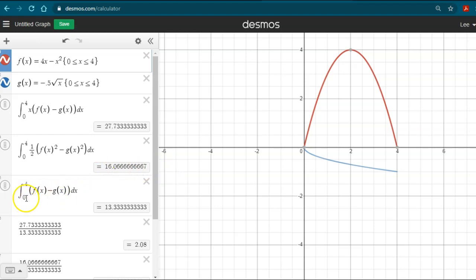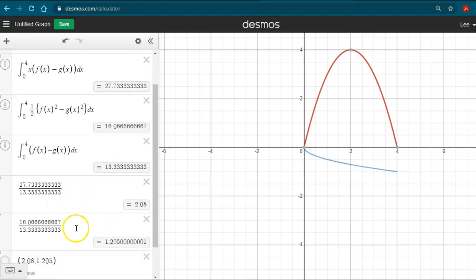And then again, the integral from 0 to 4 of f minus g. This is just going to be my mass or my area, so 13.3 repeating. So we'll go ahead and put all those in. When I divide those out, I should get this 2.08 and this 1.205. So those will be my my over the mass or area, and then the mx over that mass or area. So we'll go ahead and put all those numbers into the worksheet.